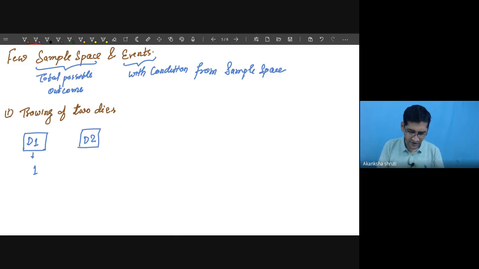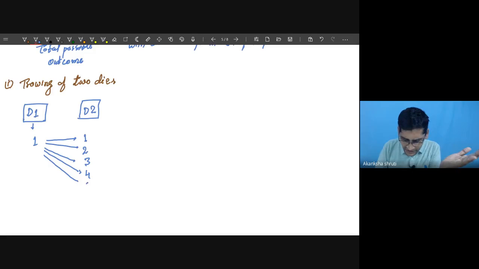Let me throw the first die. I observe the outcome is 1. After this 1, I am observing the second die. It may be possible that after getting 1 on the first die, the second die may give 1, or even keeping 1 on the first die, I may get 2 on the second die. This is the other possibility. Or keeping this 1, I may get 3, 4, 5, or 6 on the second die.